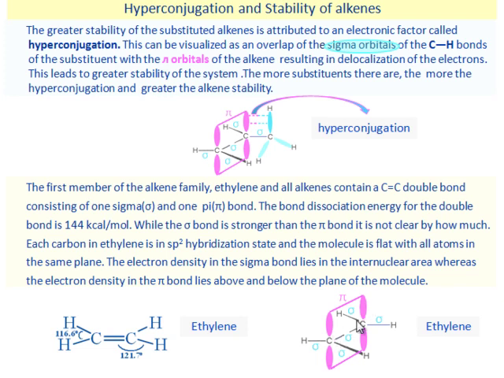Each carbon in ethylene is in the sp2 hybridization state and the molecule is flat, with all atoms in the same plane. The electron density in the sigma bond lies in the internuclear area, whereas the electron density of the pi bond lies above and below the plane of the molecule.